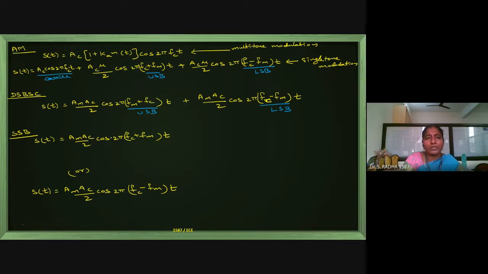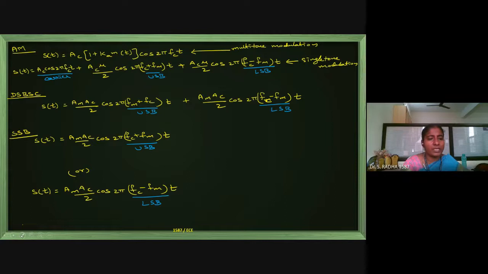You can also expand this cos(A + B). We can expand it as cos A cos B − sin A sin B, and here also cos A cos B + sin A sin B. I don't want to write too many equations, so I will wind up with this. Either USB or LSB will be present.